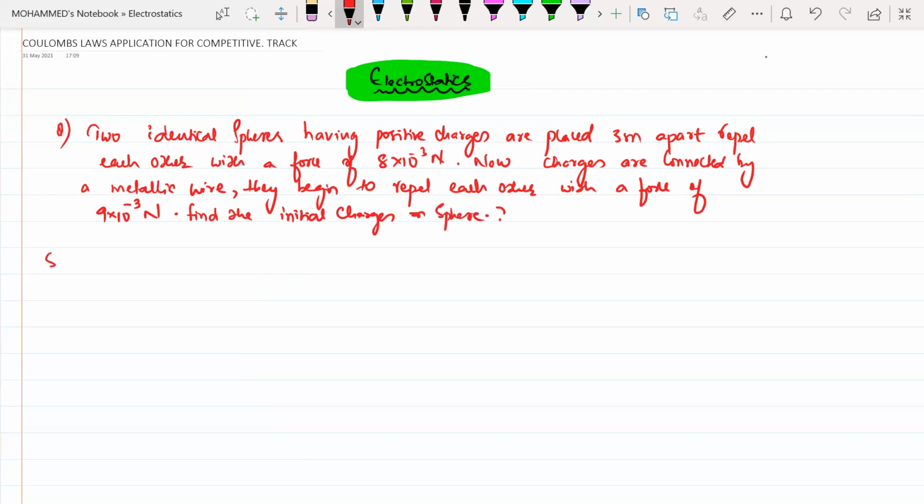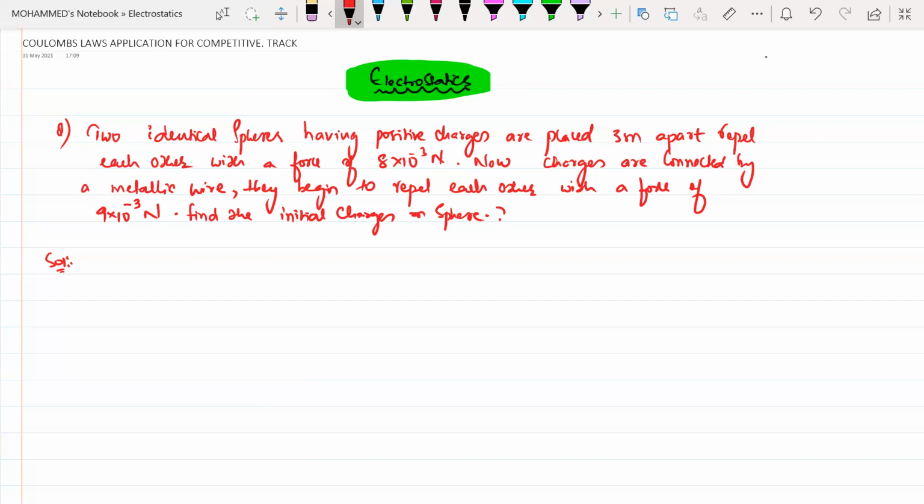First try to understand the question carefully, beta. We have two identical spheres having positive charges. Both of them are positive, so obviously they will repel each other. Initially they are kept at a distance of 3 meters apart, and they repel each other with a force of 8 into 10 to the power of minus 3 Newton. Now the charges are connected by a metallic wire. The moment you connect them by a metallic wire, they begin to repel with a new force of 9 into 10 to the power of minus 3 Newton. What are the initial charges on the spheres? Is that clear? Yes, sir.